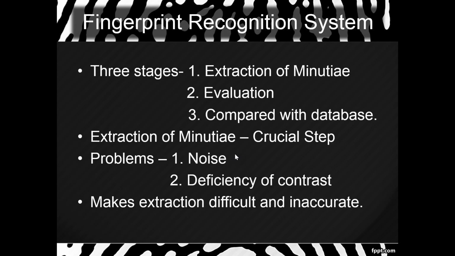The first one is noise. There is noise and the fingerprints are not clear sometimes. Most of the times they're not clear. When a person puts his finger for scanning, they may not be clear and there'll be some noise and they may not be perfectly scanned. Deficiency of contrast, the images might get blurred and they may not be clearly seen. So all these are problems while extracting the minutiae.